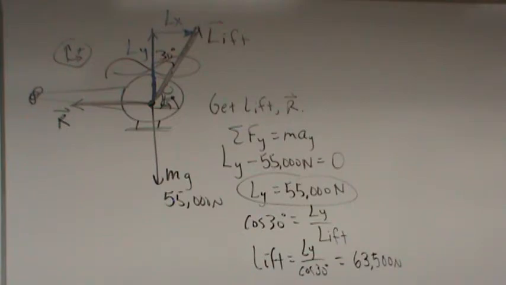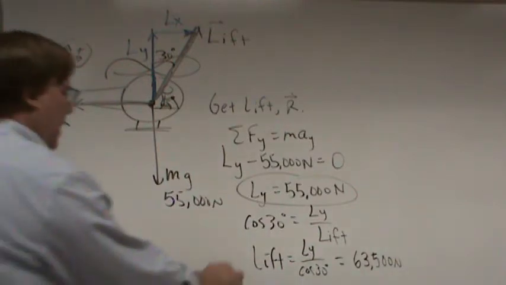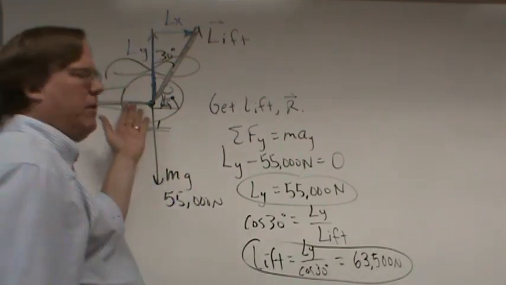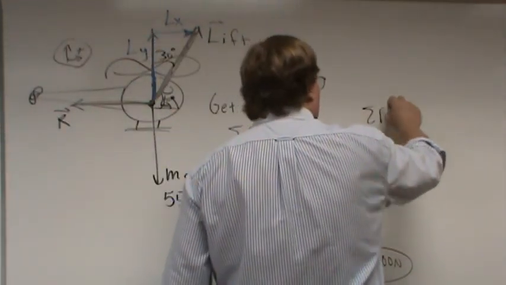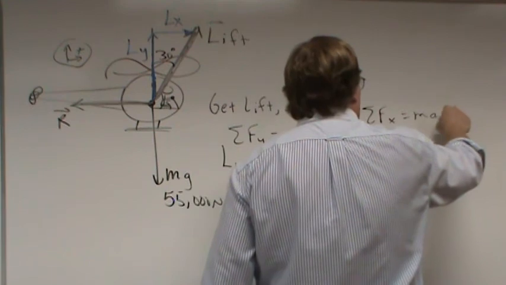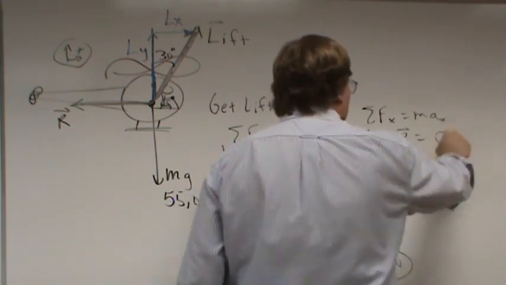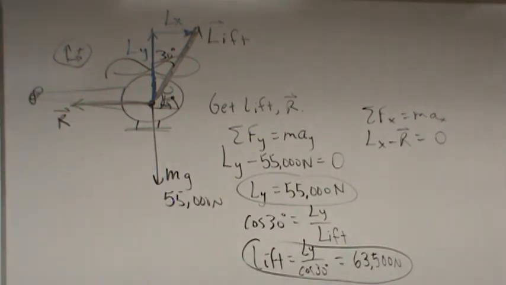This will probably be done in like a minute. So you guys okay that I answered the first problem? I got the lift. It's 63,000. Now it's time for me to get the air resistance. And I'll just do the sum of the forces in the x direction equals m a_x. So I've got the x component of lift minus the air resistance, and again it equals 0 because there's no acceleration in the x direction.